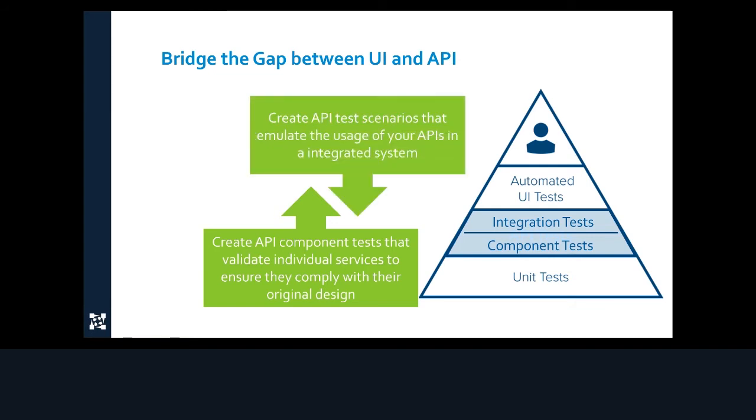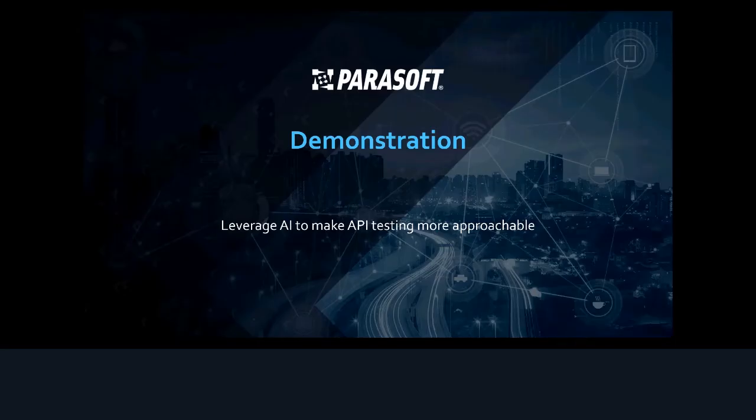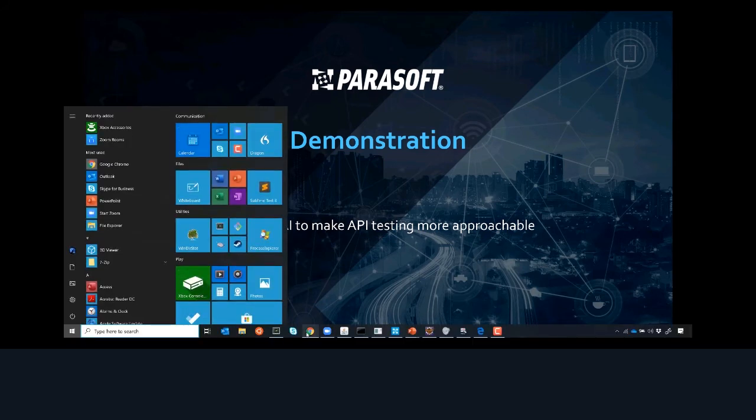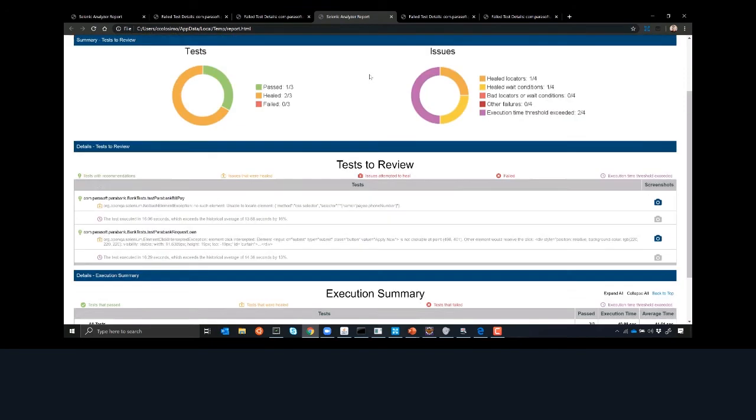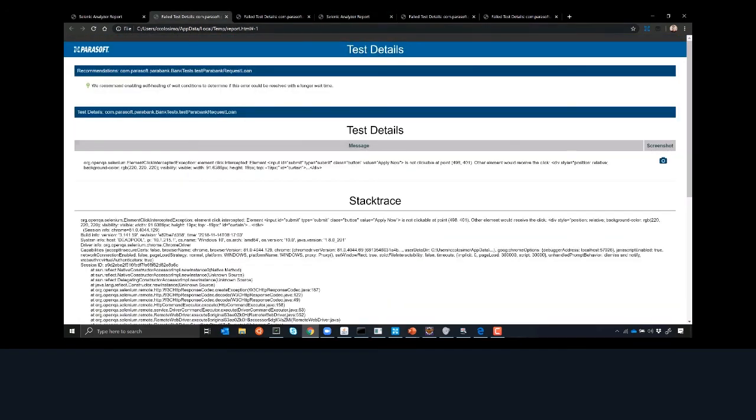And so we can create API tests from the top down by creating API test scenarios that emulate the usage of our UIs and tell us, well, what APIs were being used in the integrated system. So let me show you a demonstration of that. Now, remember at the beginning I said that I created those tests from recording? I want to show you how that happened.